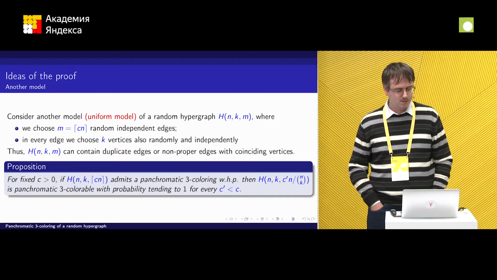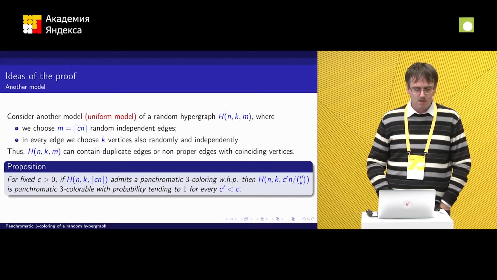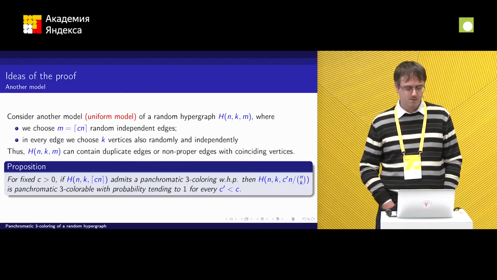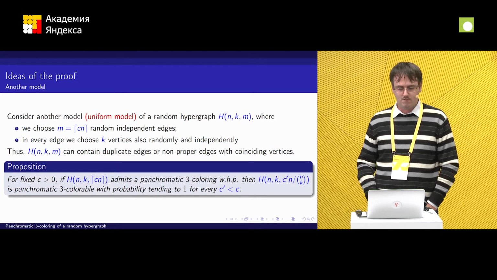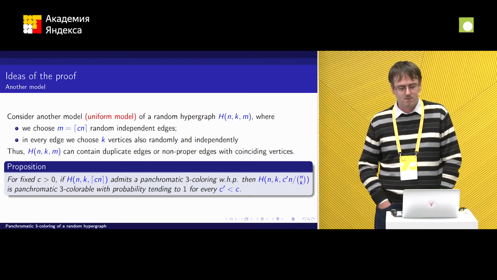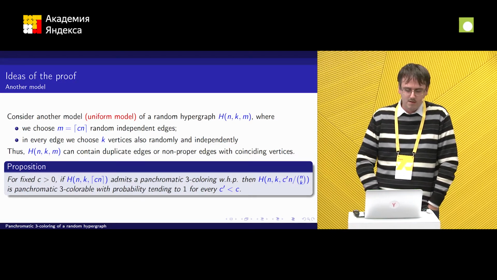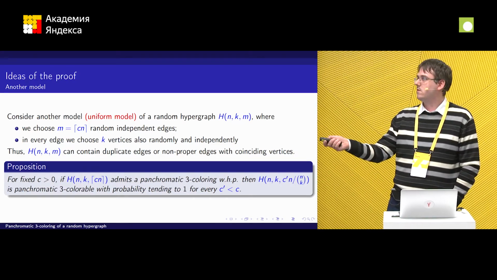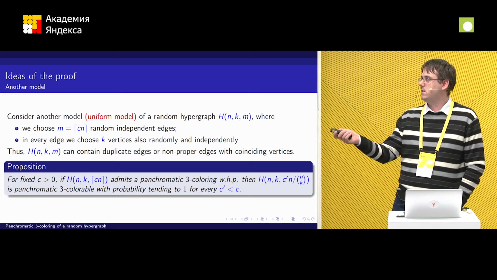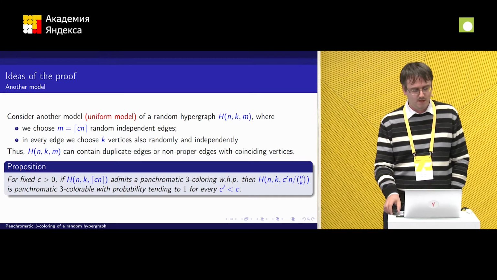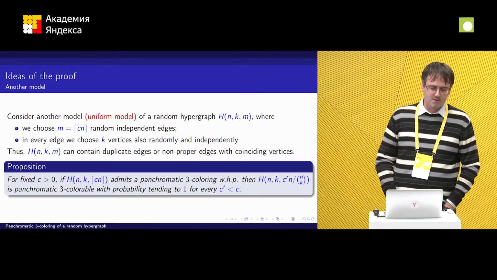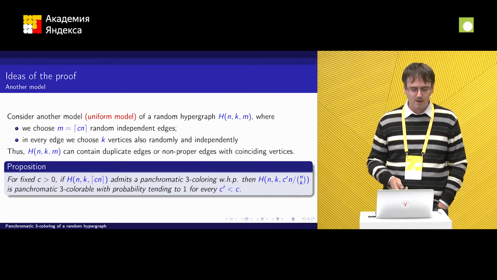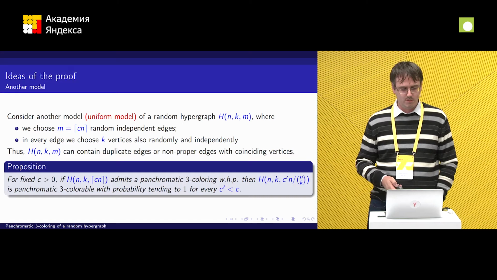And it is easy to show that if we can color this random uniform model, so if this hypergraph admits a panchromatic three coloring with high probability, say for constant c, then for every smaller constant in the binomial model, we will have the same. So it will be panchromatic three colorable with probability tending to 1. Okay, now we deal with the uniform model.